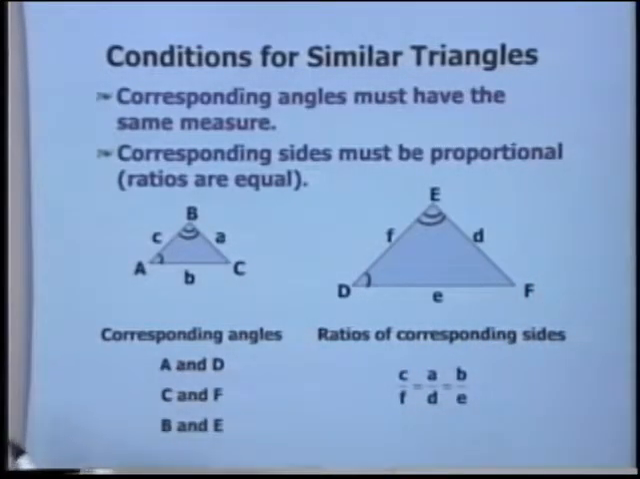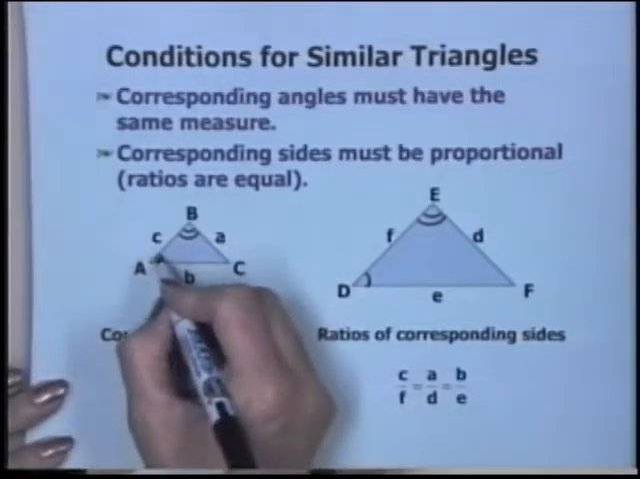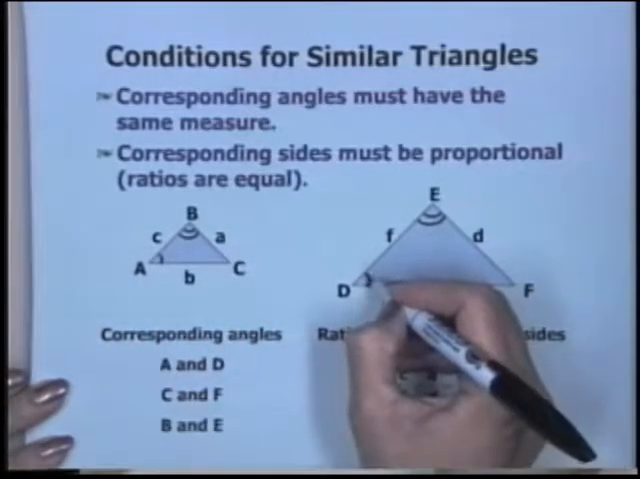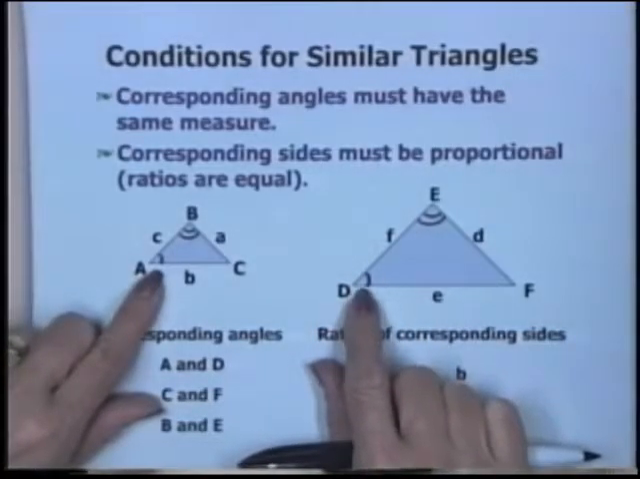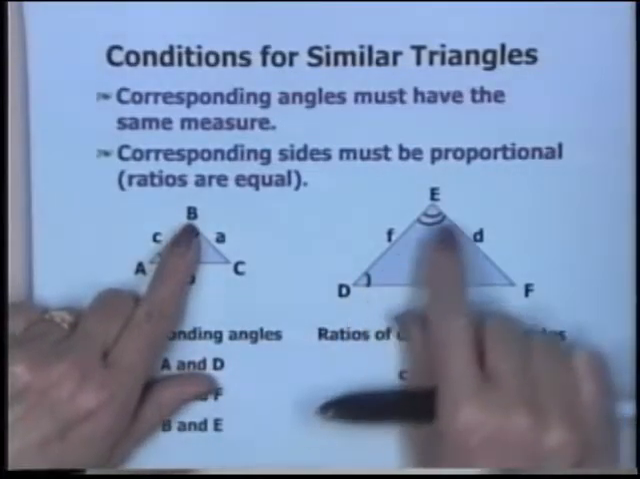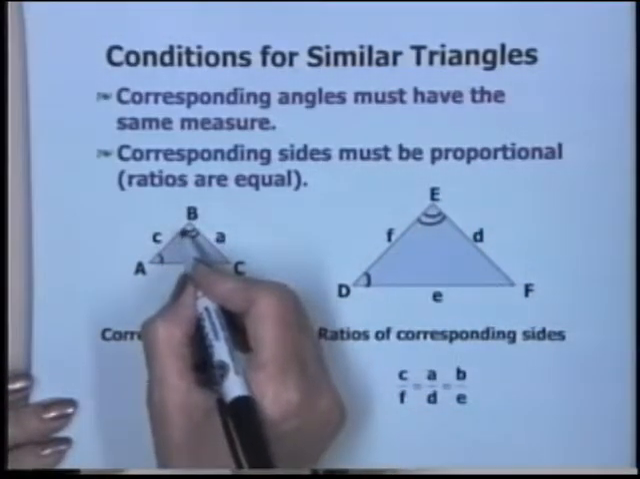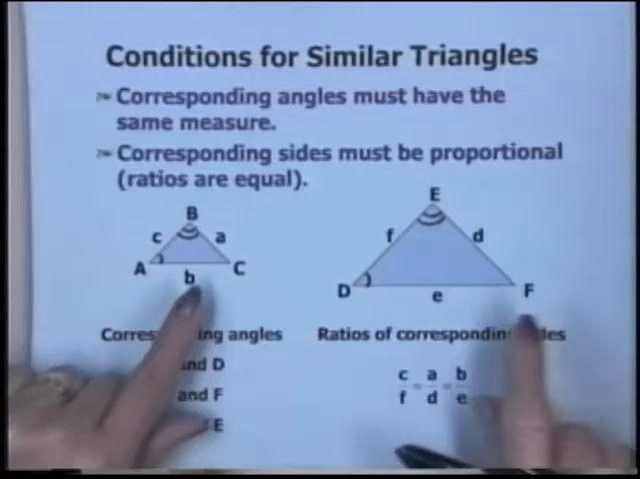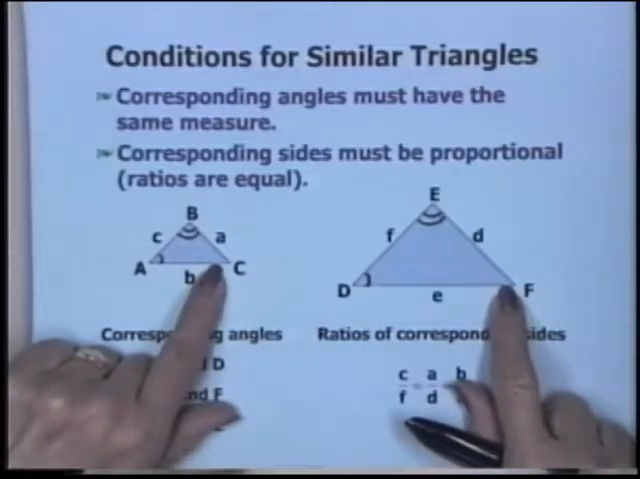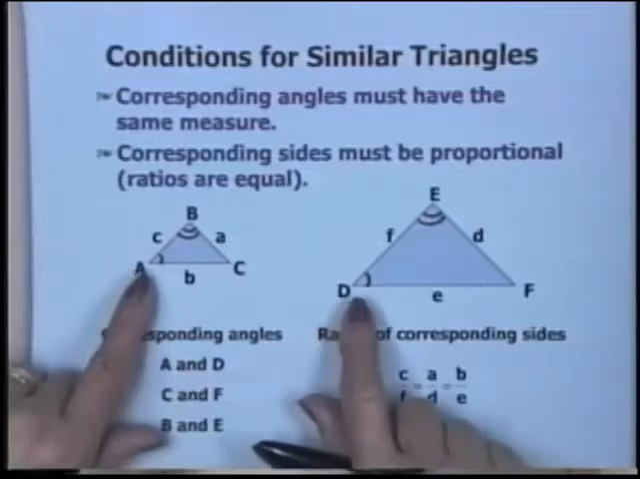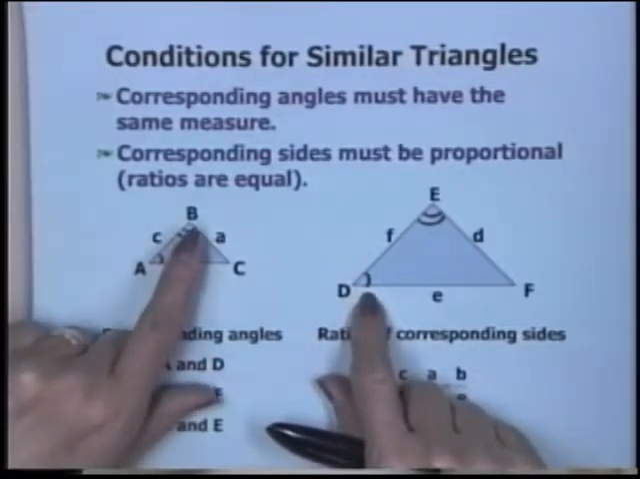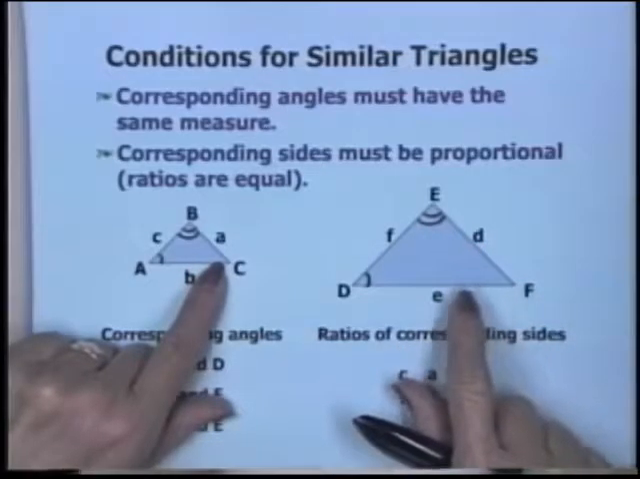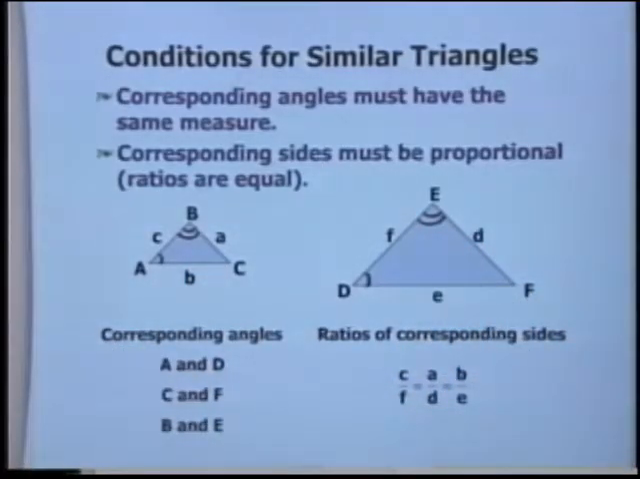I have also put arcs on the angles. Angle A corresponds to angle D. They are equal, and we know that because they each have one arc. That's how we show that. Angle B corresponds to angle E, and to show that they are equal, I have the two arcs. And I don't have arcs on C and F. They are corresponding angles, but anytime that this angle equals this angle and this angle equals this angle, then this third angle must equal that third angle. So we can assume that those are equal.